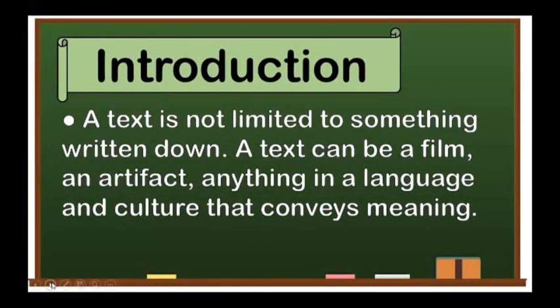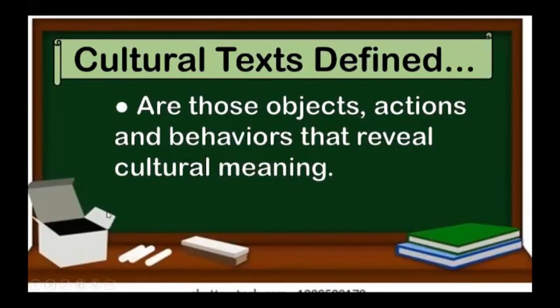To begin with, we have a definition of text here. A text is not limited to something written down. A text can be a film, an artifact, anything in a language and culture that conveys meaning. So some examples are photos, films, television shows, music, video games, and even fiction and non-fiction books. More importantly, we will focus on cultural texts. These are defined as objects, actions, and behaviors that reveal cultural meaning.